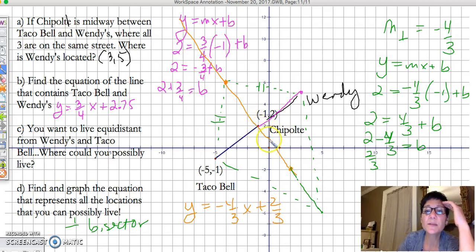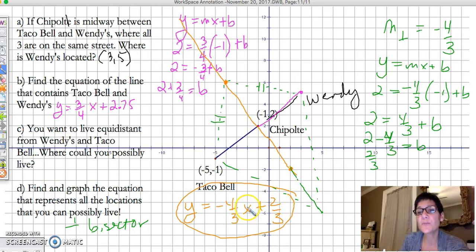It should make sense that it's going to be a positive y-intercept. So you should always look at that and ask yourself, does my answer make sense? So this is the equation of your perpendicular bisector. And remember, your perpendicular bisector will always pass through your midpoint. And your perpendicular bisector will always create isosceles triangles from any point on that line.